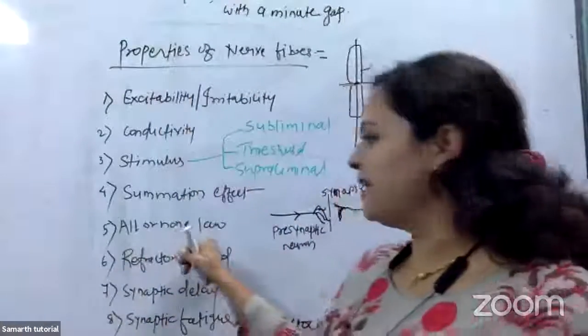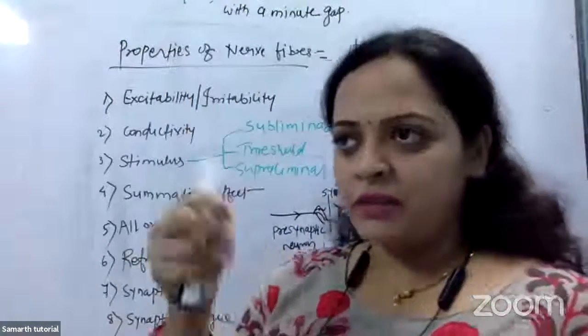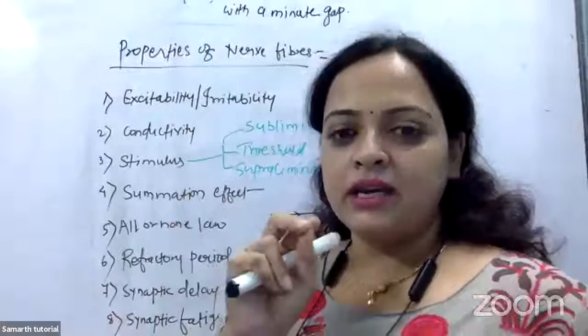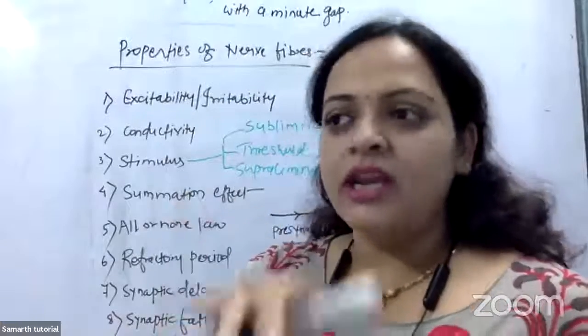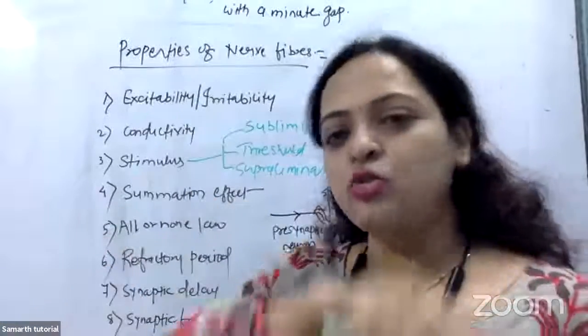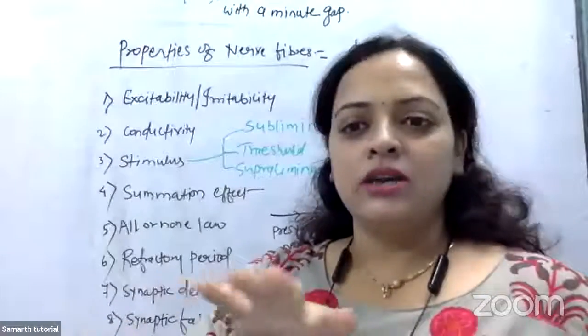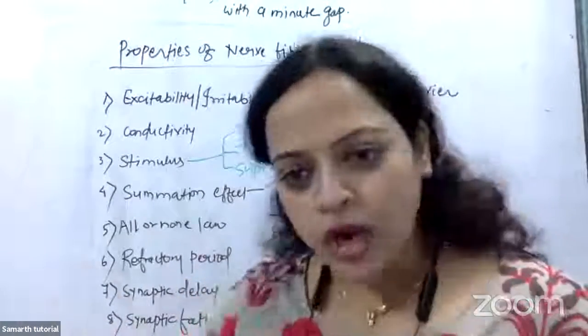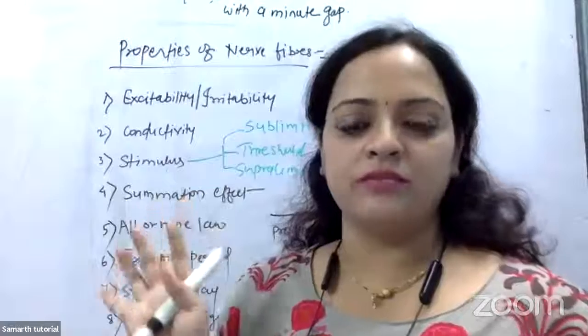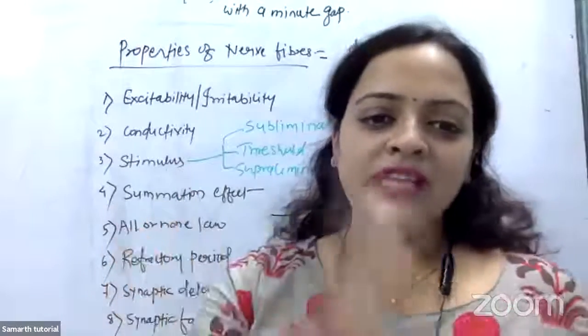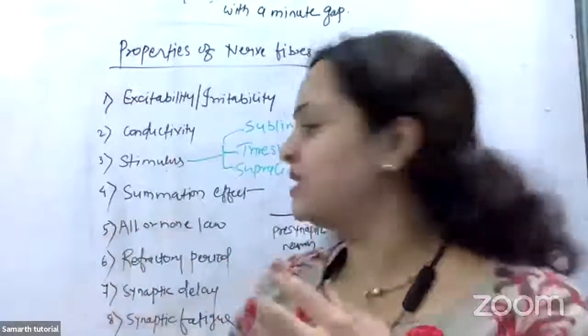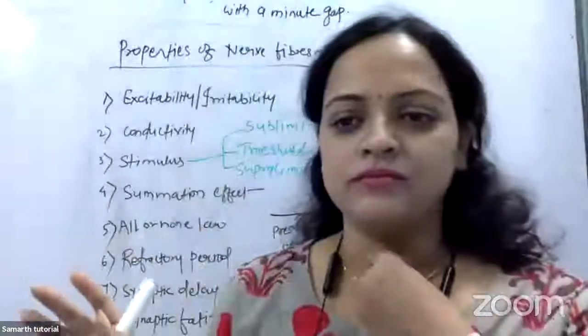Whatever impulse has been generated or received by the neuron, it will transmit that throughout the other neurons of its circuit, or it will not transmit at all. It will transmit or it will not transmit. That is all or none. Got it?